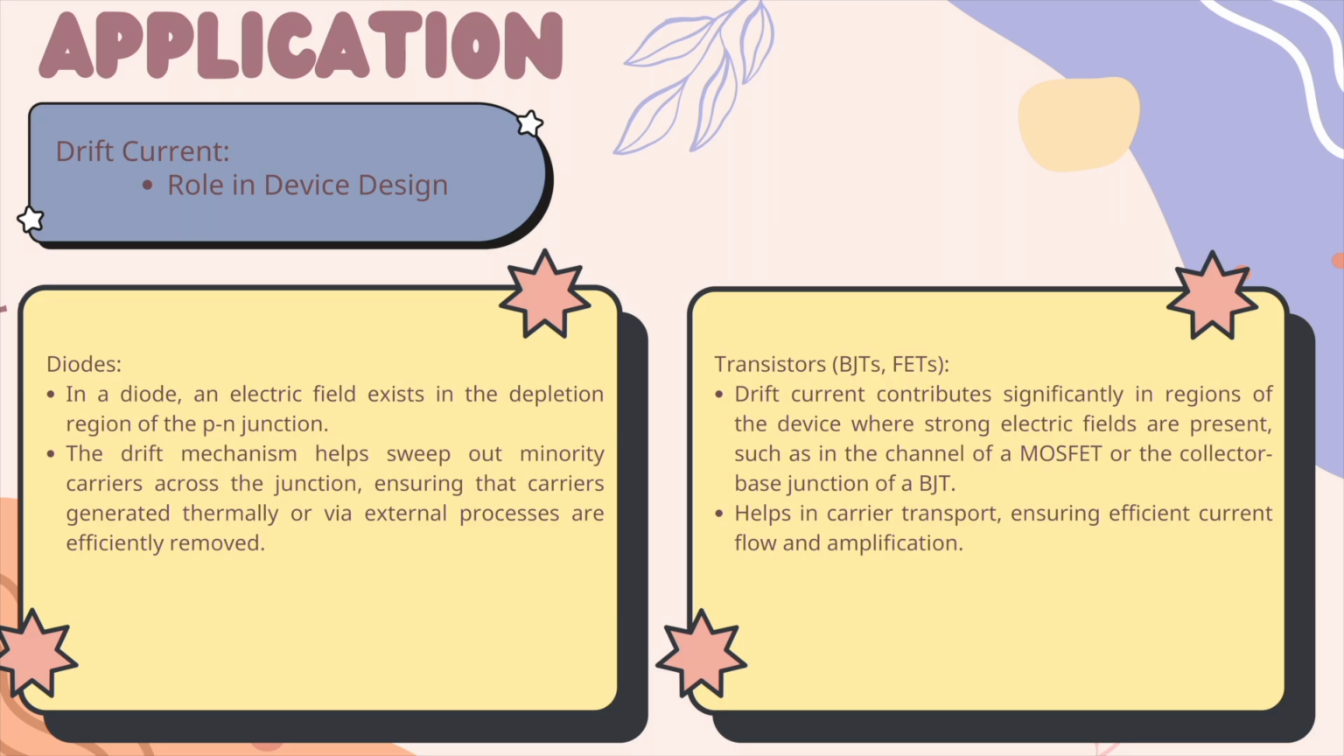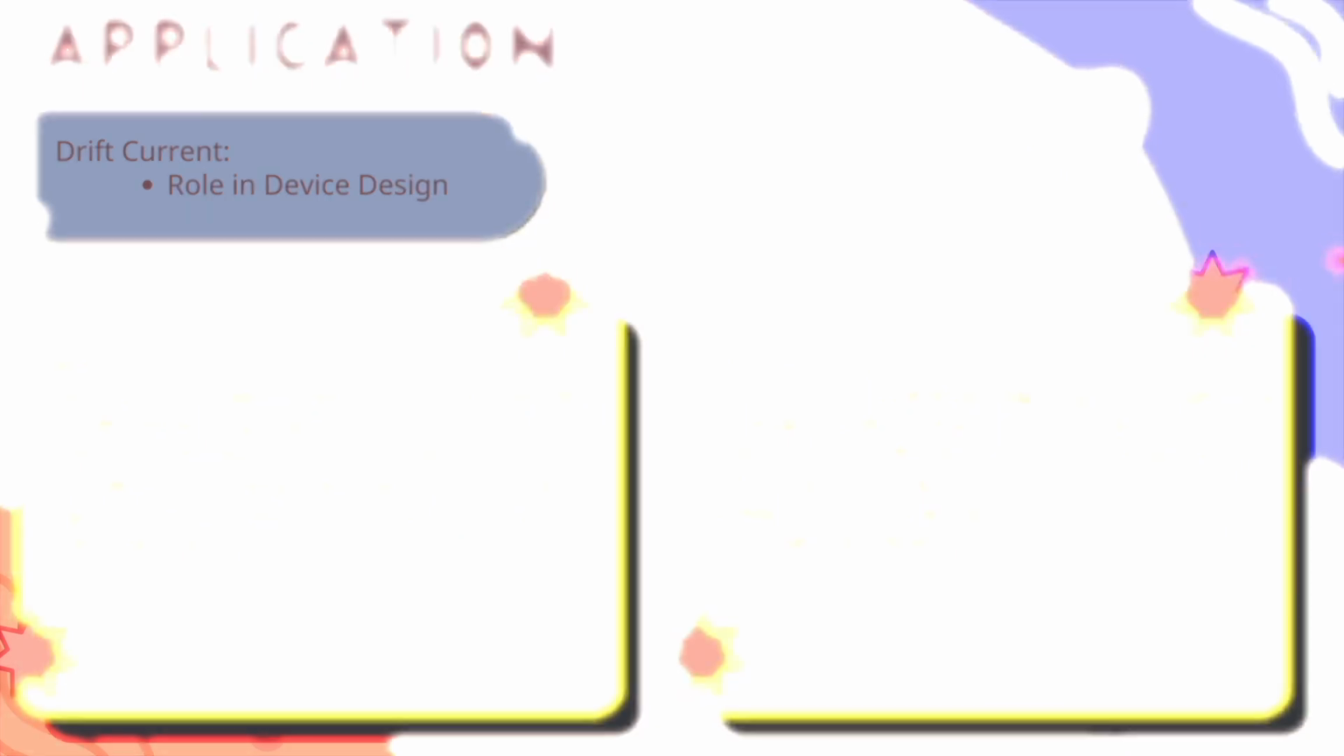Application for drift current. Diodes. In a diode, an electric field exists in the depletion region of the p-n junction. The drift mechanism helps sweep out the minority carriers across the junction, ensuring the carriers generated thermally or via external processes are efficiently removed. Transistor. Drift current contributes significantly in regions of the device where strong electric fields are present, such as the channel of a MOSFET or the collector-base junction of a BJT. It helps in carrier transport, ensuring efficient current flow.